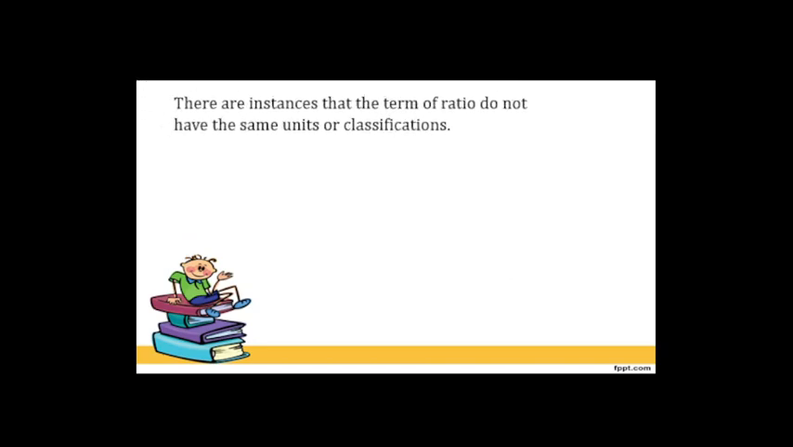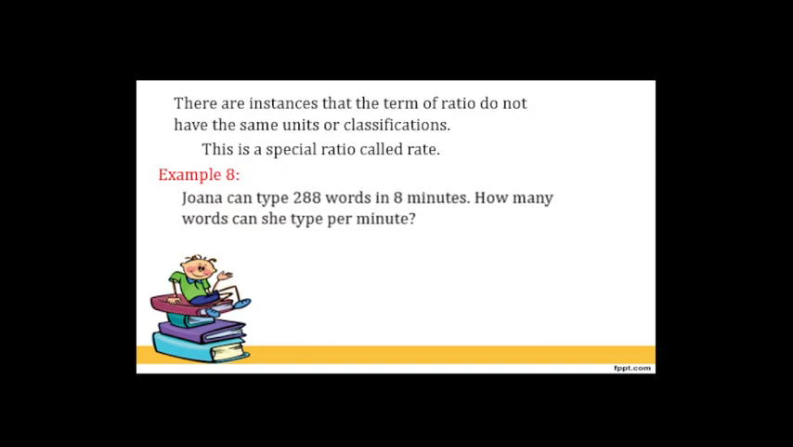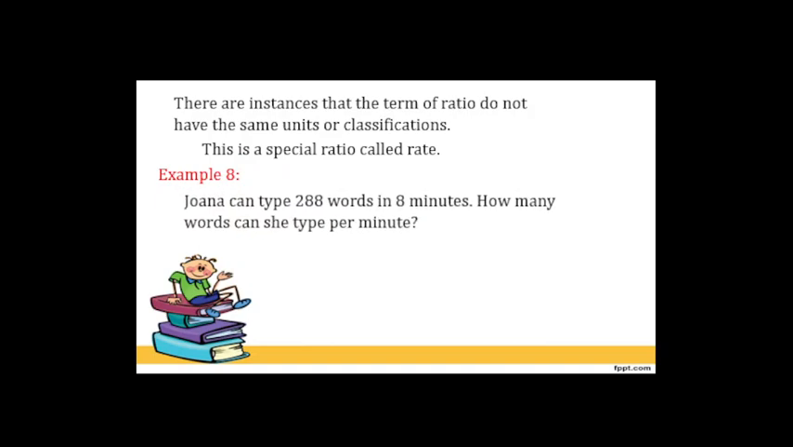Again, there are instances that the terms of a ratio do not have the same units or classification, and we call this a rate. So, example, Jonah can type 288 words in 8 minutes. So, how many words can she type per minute? Take note, we talk about rate.